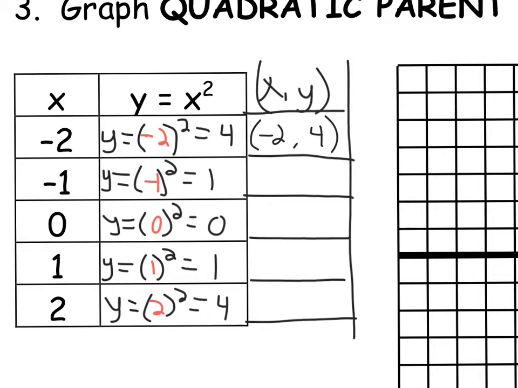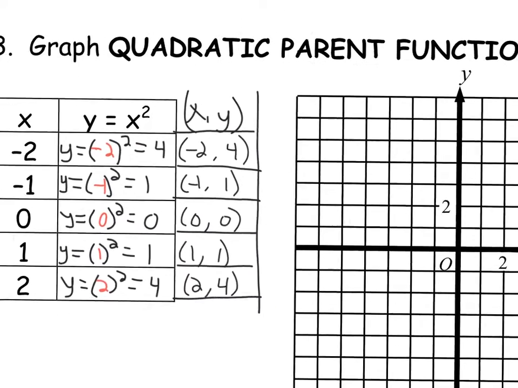4, right? Okay. Next one. Your x coordinate is -1. Your answer was 1. Next one, your x coordinate was 0. Your answer was 0. Next one, x was 1. Answer was 1. And the last one, x was 2. Answer was 4. Okay? All right. Beautiful.